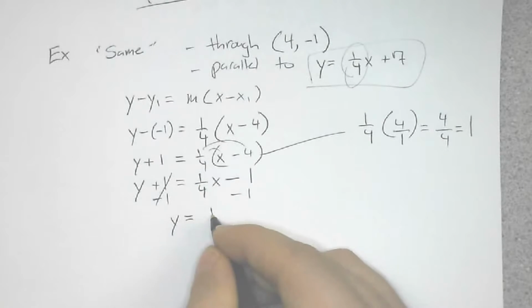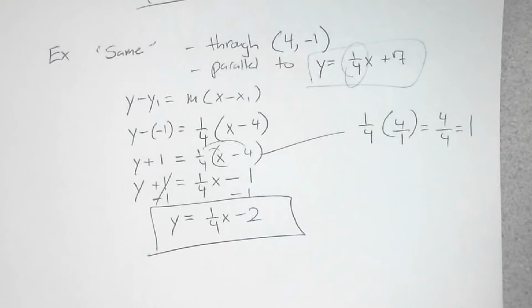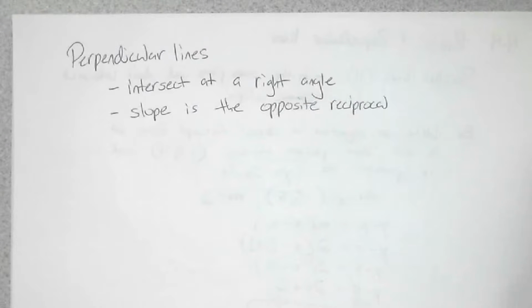This cancels. Y equals 1/4 x minus 2. And there we have it. Hopefully you did well. So now let's talk about perpendicular lines.